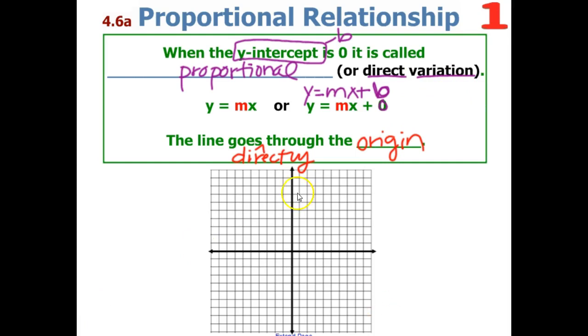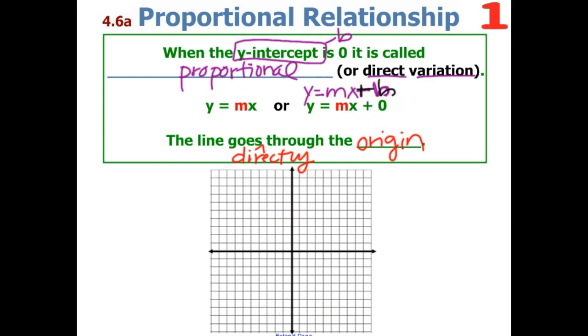So if you look at the equation here, y equals mx plus b, you notice that here there's no b, because b is really a 0. So you can write plus 0 like this one does, but you don't have to. You can just write y equals mx.